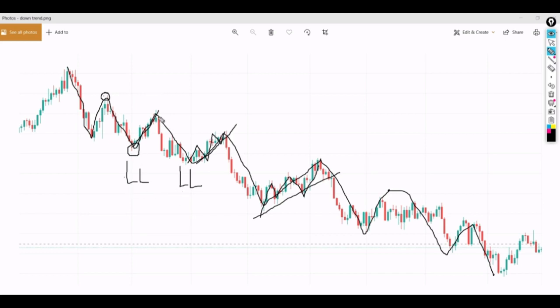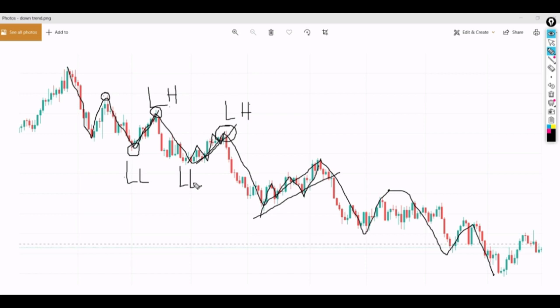Now, when it comes to these swing highs right here, we call these lower highs, because this high right here is lower than this high, okay? And this high right here is lower than this high. So we call these lower highs, and this is a lower low, okay? So that's a simple definition of a trend, and that's how you identify a trend.